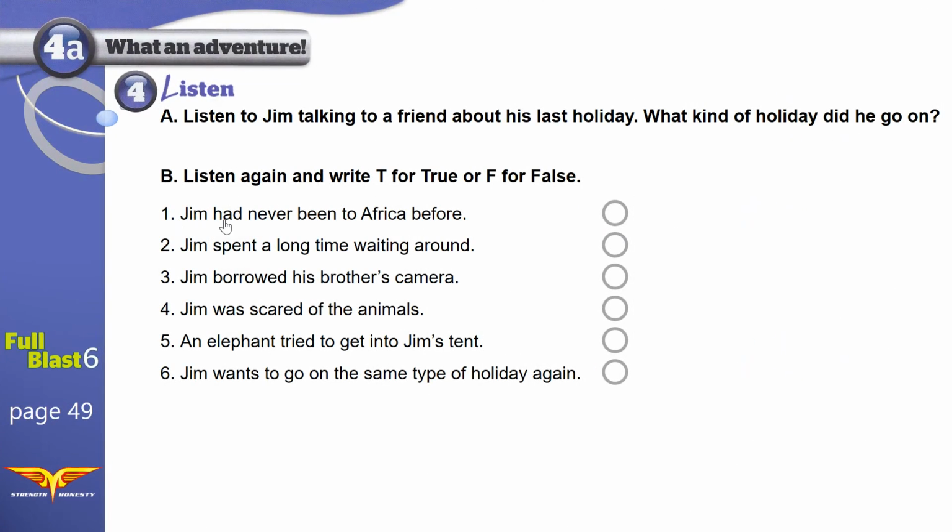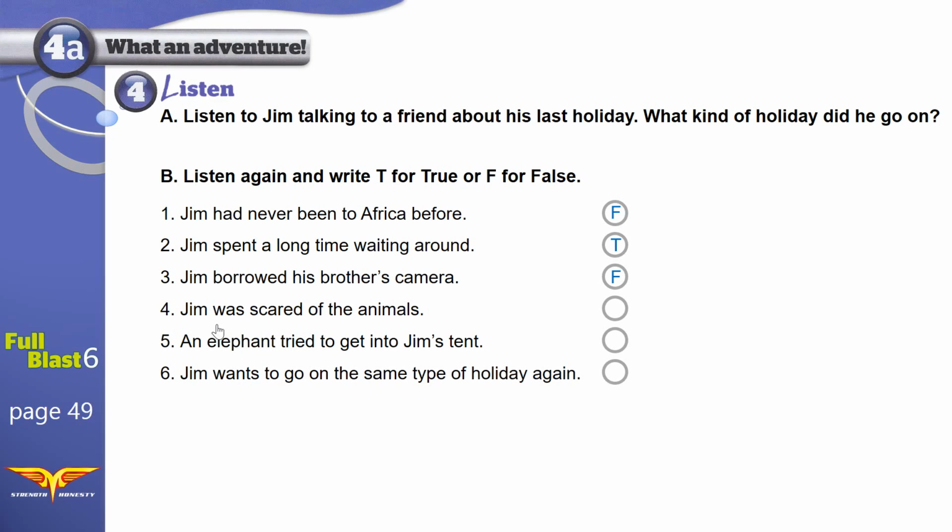1. Jim had never been to Africa before. False. He had been to Tunisia. 2. Jim spent a long time waiting around, doing nothing, just wasting time. Yes. Why? He went there in the wrong time of the year. 3. Jim borrowed his brother's camera. No. He bought one, an expensive one, from the airport.